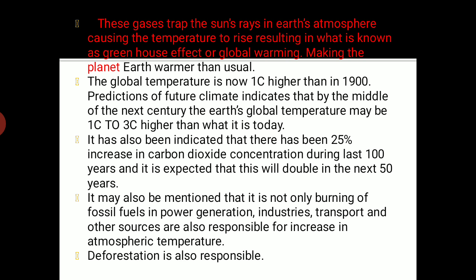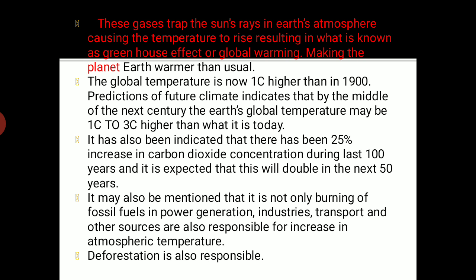Now these gases trap the sun's rays in the earth's atmosphere, causing the temperature to rise, resulting in what is known as greenhouse effect or global warming, making the planet earth warmer than the usual. That means જે પણ gases trap થાય છે આ ગ્રીન હાઉસ ગેસીસની અંદર, એનાથી શું થાય છે તો કે જેટલું અર્થનું ટેમ્પરેચર હોવું જોઈએ એના કરતાં it increases. Because it increases, it is called greenhouse effect, or it is also called global warming.